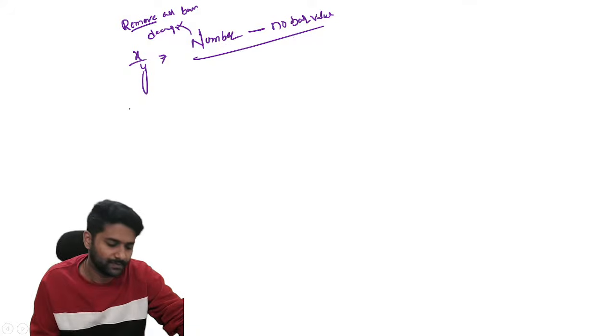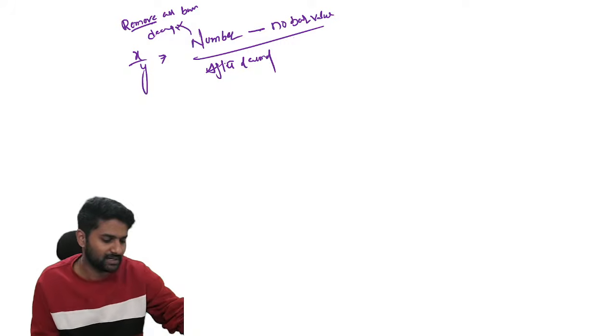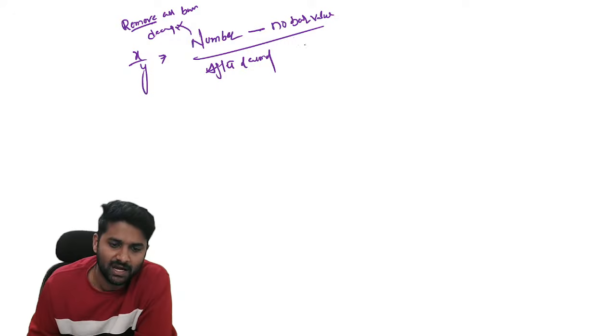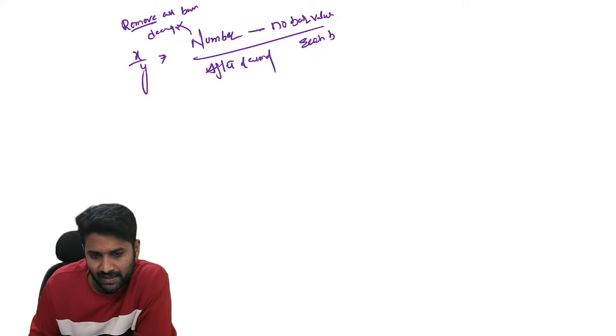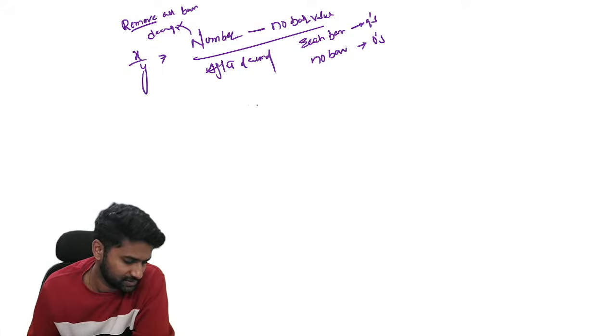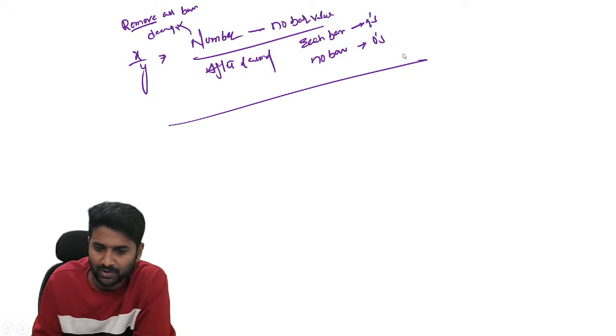Subtract the no-bar value, divided by the denominator. After the decimal, you have to take only the digits after the decimal. Each bar value represents a nine. If you see no bar, then you replace it with a zero. Let me take an example to understand this one.